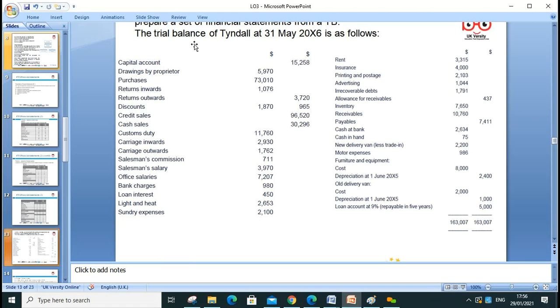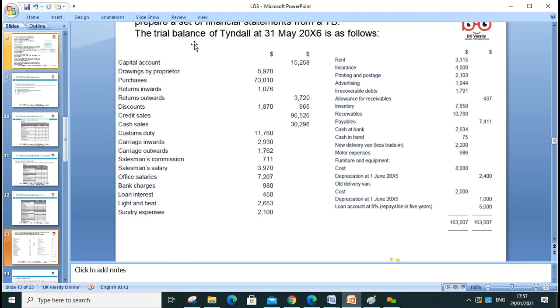Office salary is profit and loss. Bank charges, loan interest, heat and light, these are all profit and loss. Rent, profit and loss. Printing, advertising. Irrecoverable debt means bad debts, which we have not received. All these go in profit and loss. Then inventory: if it's the opening, it goes in profit and loss. If it's closing, it goes in the balance sheet. Then we have trade receivables, which are an asset, so balance sheet. Trade payables, balance sheet. Cash and all these are balance sheet assets.